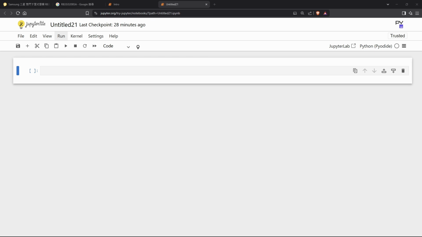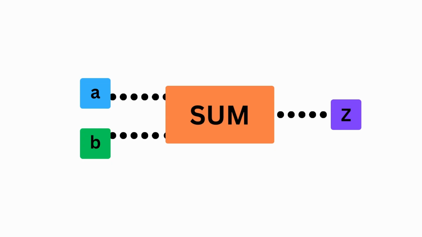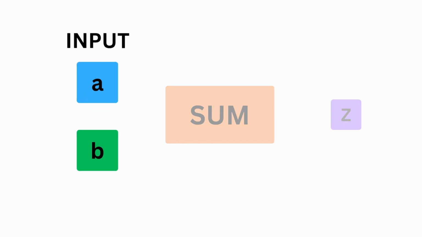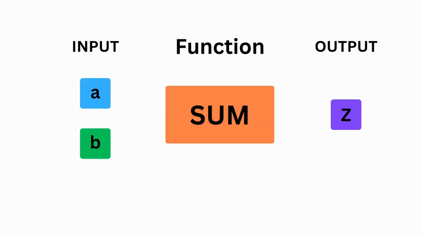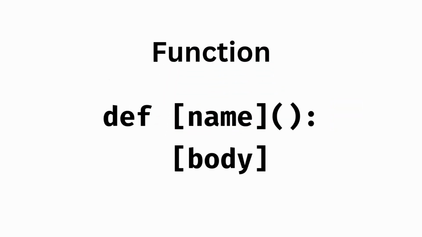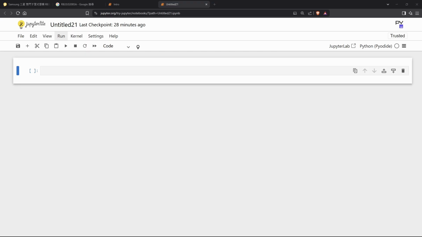Now, let's see how to create a function in Python. Let's say we want to calculate the sum of two integers, like a plus b. A function helps us calculate the sum by handling the inputs a and b, and returning the sum as output. To create a function in Python, we use the def keyword followed by the function name and parentheses. Let's write a simple function that adds two numbers together.